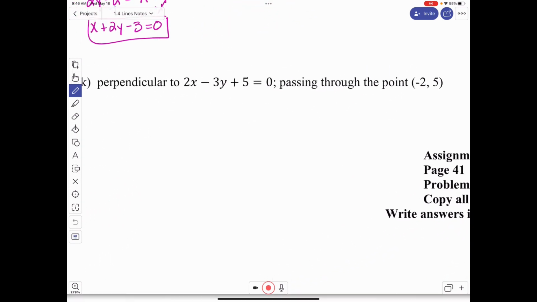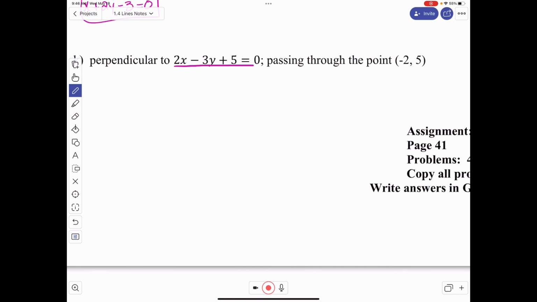Okay, so if it's perpendicular to this, so again, it's not in slope-intercept form, so I can't just pick out the slope. So if I've got negative 3y equals negative 2x minus 5, when I move that to the other side, and then I need to divide by negative 3. So y equals a positive 2/3 x minus 5/3. So a perpendicular slope will be negative 3/2 because I flip that fraction, I make it negative.